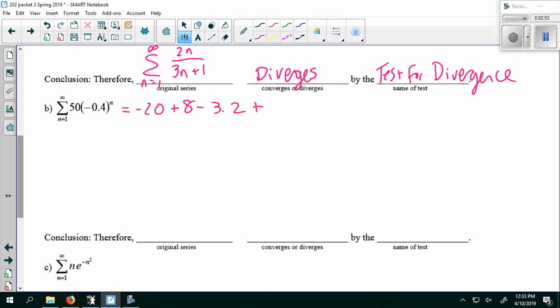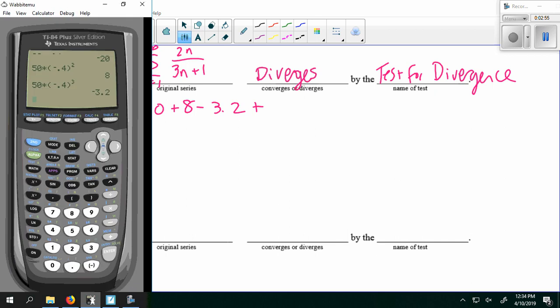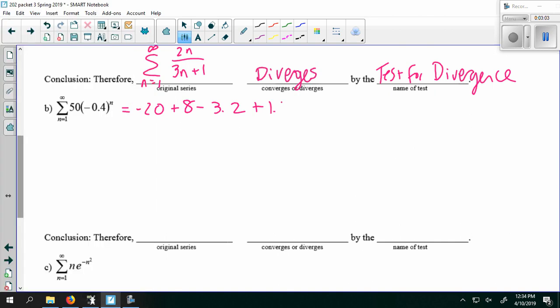We'll do one more. I'm going to plug in the 4th power. And I get 1.28. Okay, so the terms are going to 0, so that's good. They're bouncing between positives and negatives, but they're getting smaller and smaller and smaller. So I cannot rule out convergence.